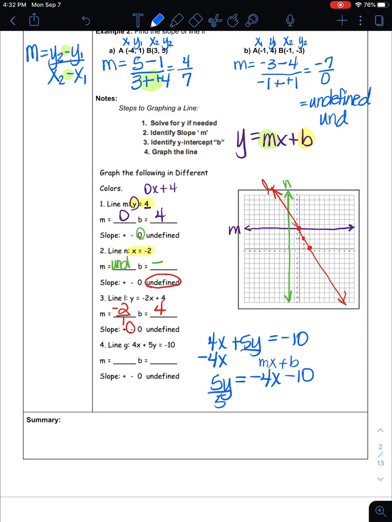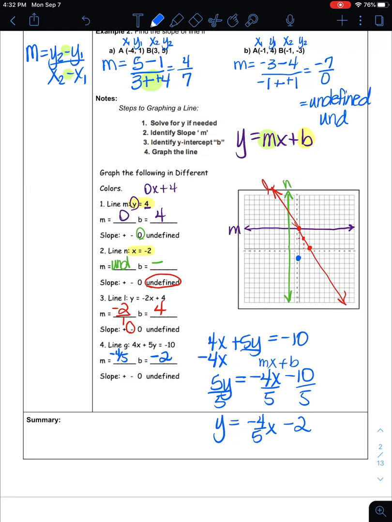Then I'm going to divide by 5 all the way across. Divide everything by 5, and you get y is equal to negative 4/5 x minus 2. So my y-intercept is negative 2. My slope is negative 4/5. Again, we start at the y-intercept, so I put a dot at negative 2.